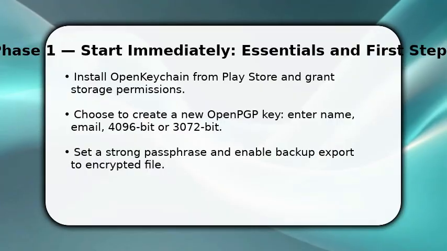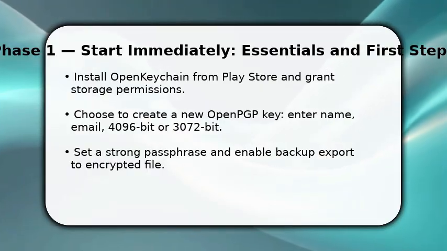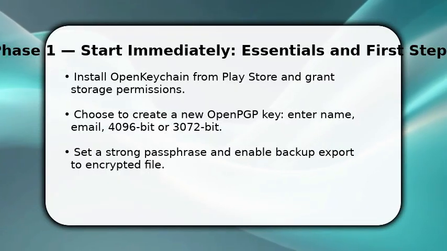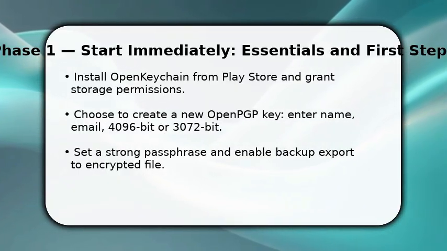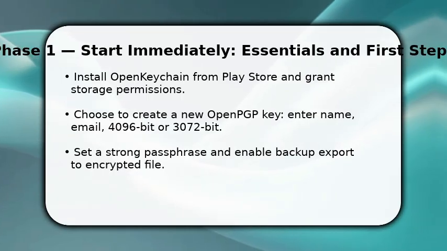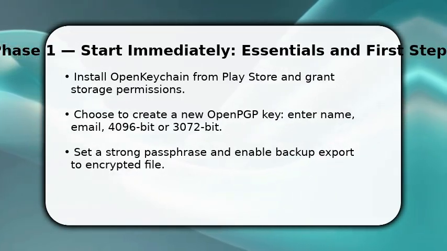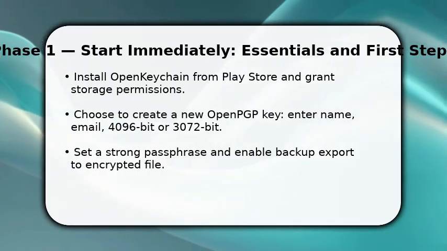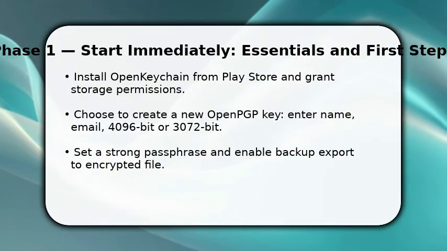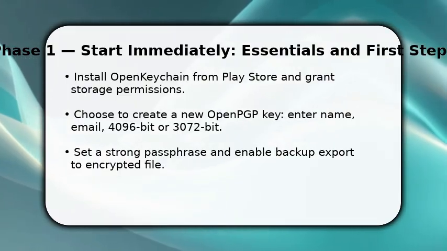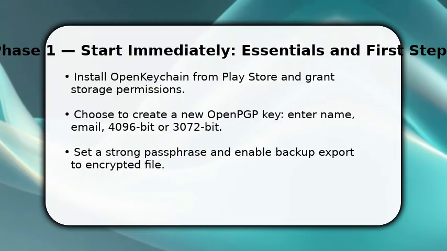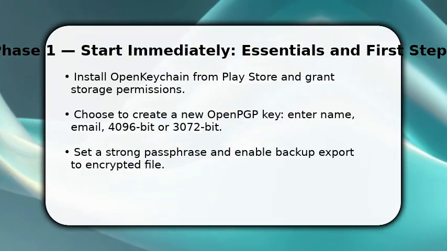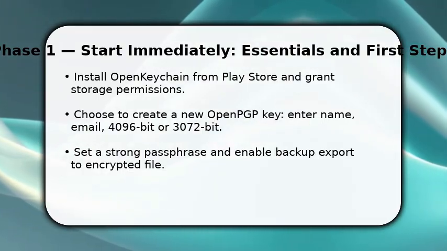Enjoy the video. You start immediately by installing Openkeychain and granting required permissions. Once done, open the app and choose Create Key. You must enter your name and email, pick a secure key size, 4096 for long-term security, and set an unmistakable passphrase. Make sure to enable and perform an encrypted export backup right after creation. This protects you if the device is lost.